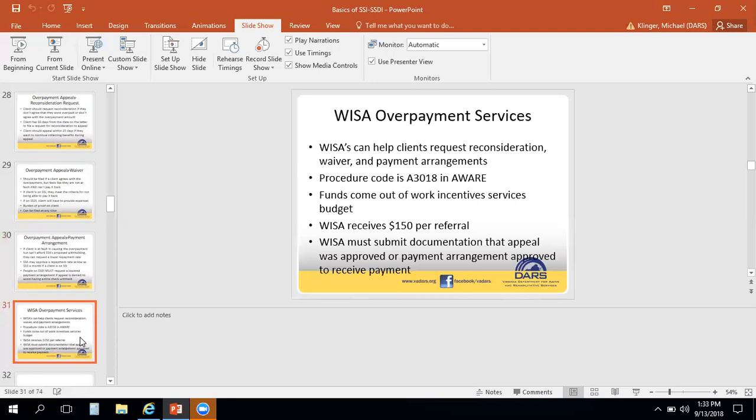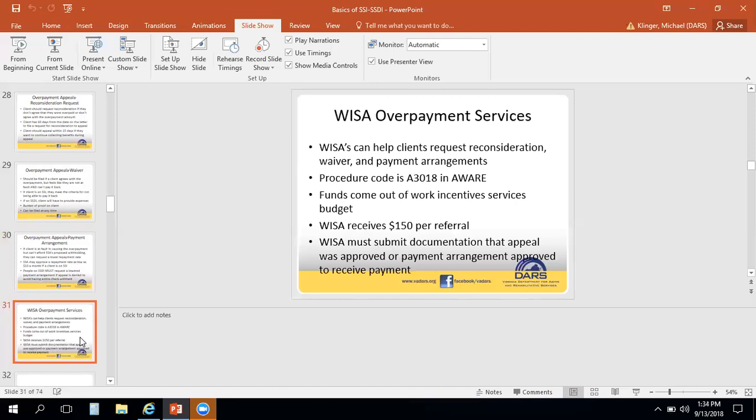If the client has a WISA involved, you can actually go to that WISA and give them an authorization to help a client navigate through the appeals process of dealing with an overpayment. So there are a couple of different things that a WISA can help a client with. One is the reconsideration that I was just telling you about. In that situation, the WISA can actually help the client fill out the paperwork for the appeal and submit that to their local office with a copy of any evidence the client has to support their position. They can also help a client file a waiver and submit that to the local office as well. Or if all else fails, they can also help a client do a payment arrangement.